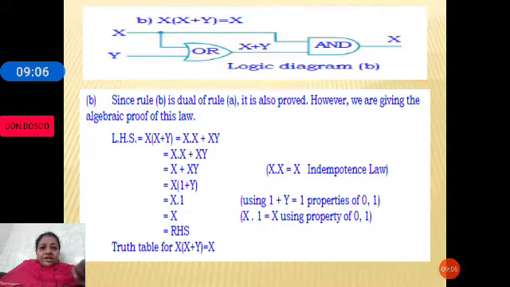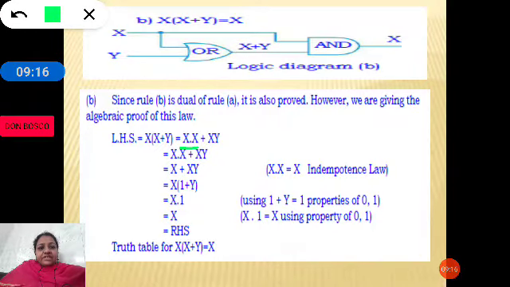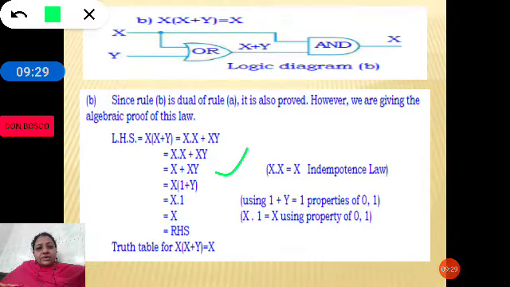Now, we have the idempotence law, which says that if a variable is ANDed with itself, it is same as the variable. So, xx is x. So, it will be x plus xy. Again, with the common factoring method, we are removing x outside. So, it will be x times 1 plus y. Here, instead of x we are putting 1, instead of xy we are putting y, because we have taken x as the common factor.